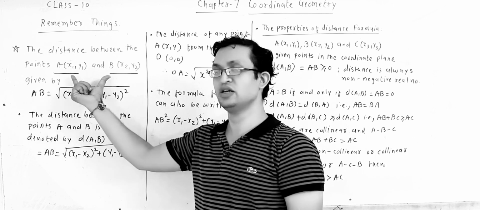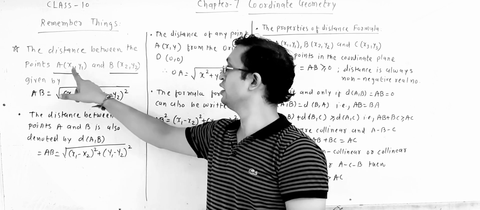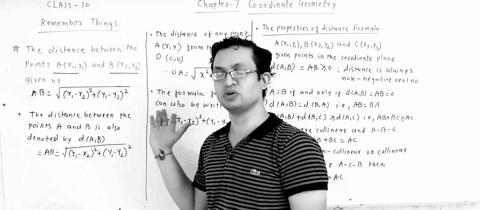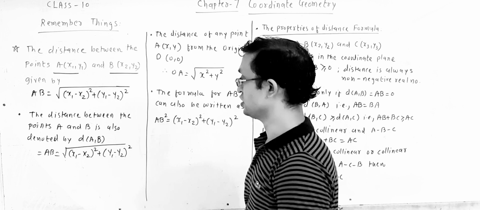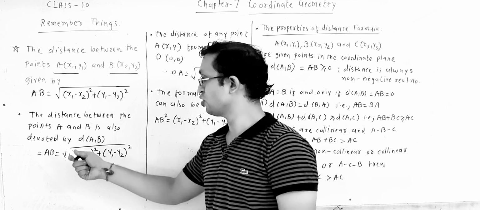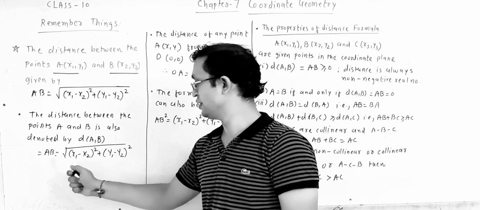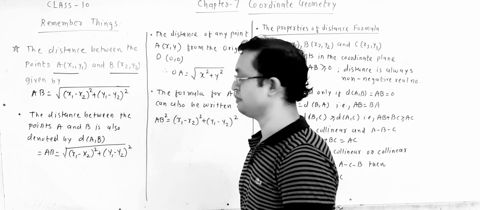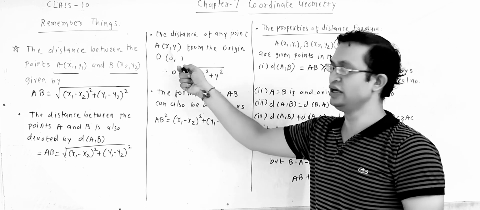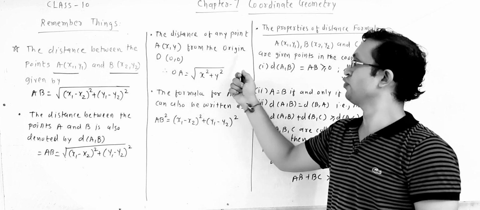Distance of the 2 points A and B, AB is equal to square root of (x1 minus x2) square plus (y1 minus y2) square. Otherwise (x2 minus x1) square plus (y2 minus y1) square is also possible. The distance between the points A and B is also denoted by d of AB. D means distance of AB, that is equal to AB.